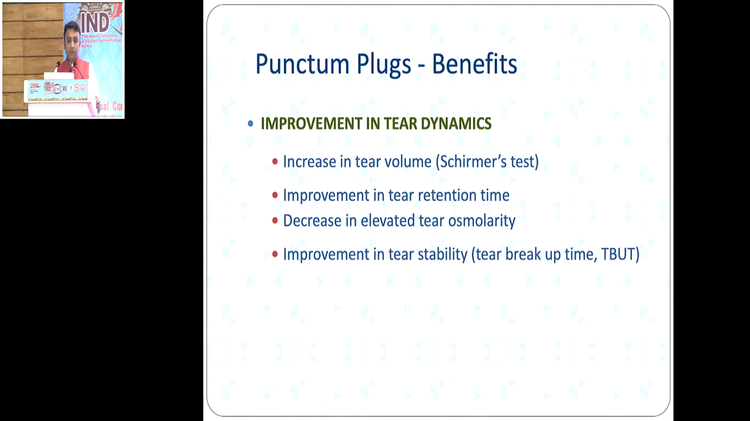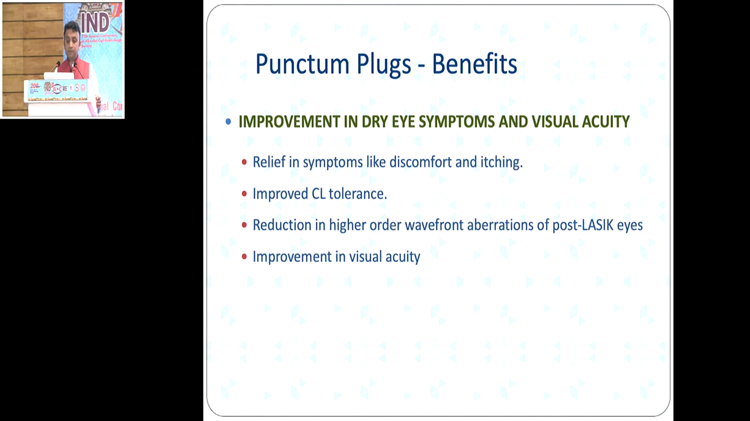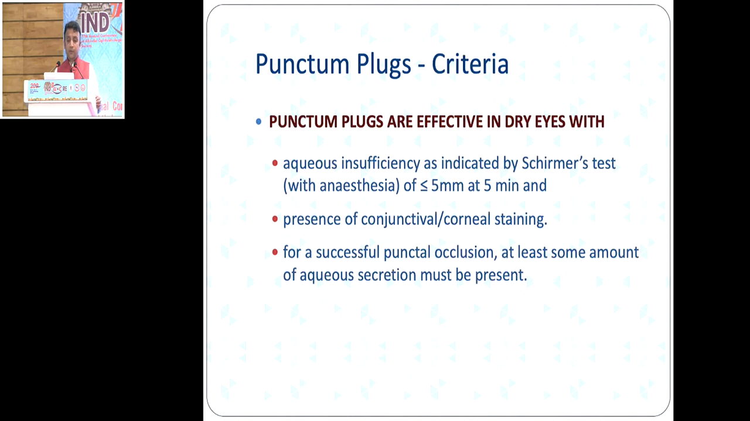How does it help? Well, it improves TFM dynamics because it reduces the egress of tear, lets the tear be on the ocular surface for a longer time, so the tear volume increases, your lower tear meniscus height increases, and it improves the total TFM stability. It reduces the frequency of the lubricant which you are putting on the surface, and it possibly can improve compliance. If the surface is unstable, it may also improve the vision of the patient.